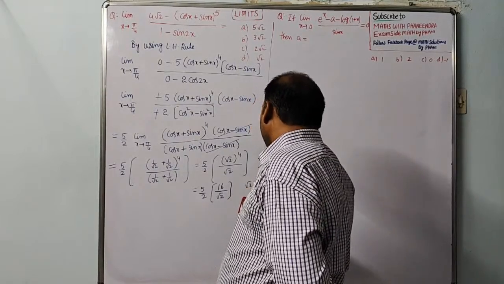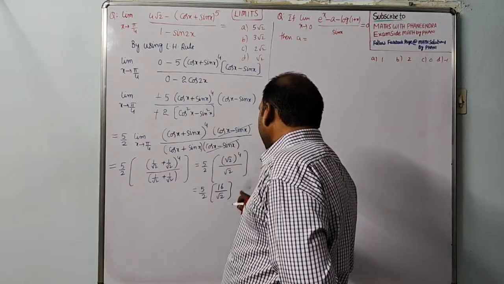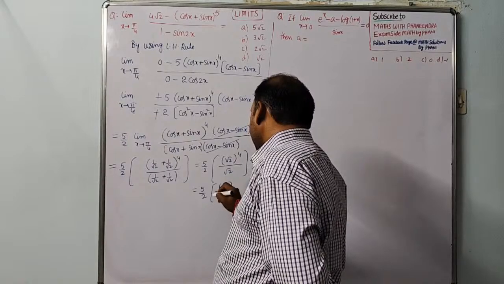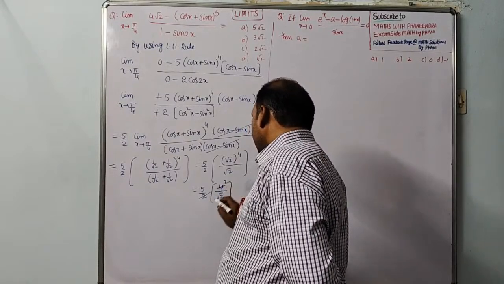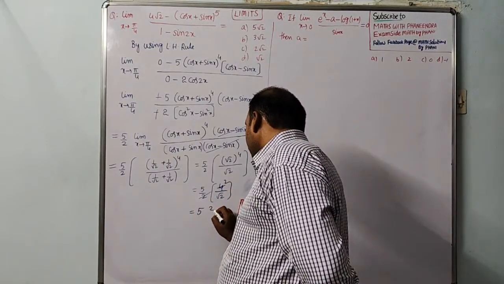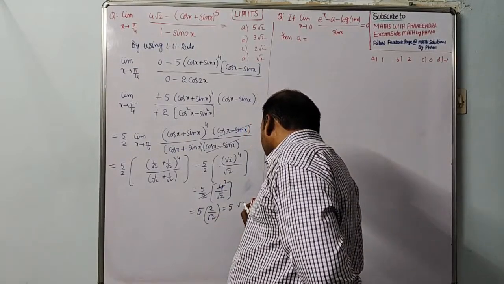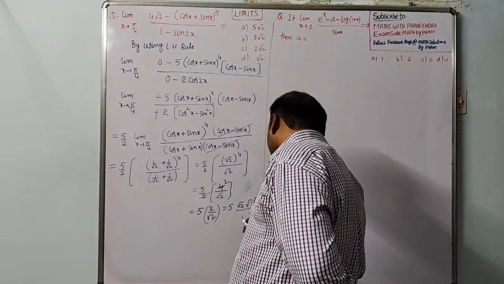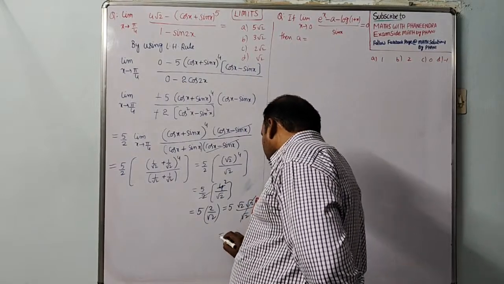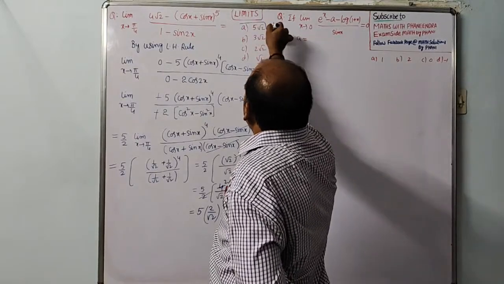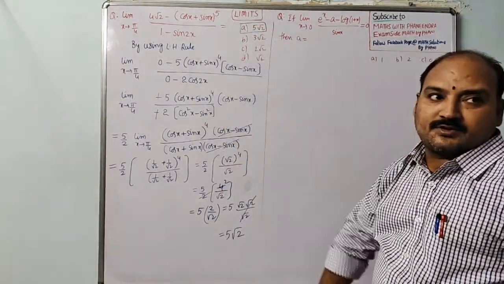Sorry, root 2 whole power 4 means, I'm very sorry, 4 will come here. So 2 2s are... So 5 into 2 by root 2. So that is equal to 5 into root 2 into root 2 divided by root 2, which is equal to 5 root 2. So 5 root 2 is there in the first option, dear students.